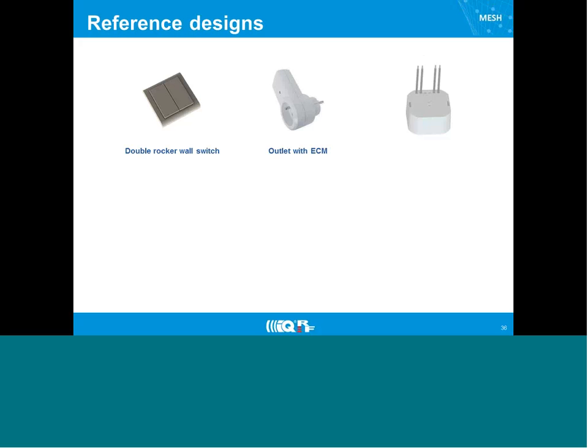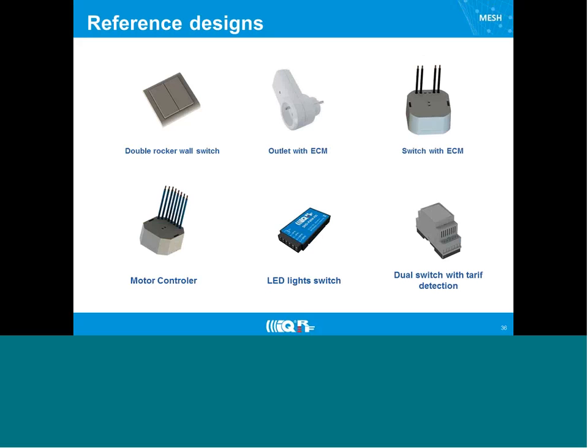Regarding the reference designs, as I mentioned, complete manufacturing documentation for different products. We can provide you with documentation for a double rocker wall switch outlet with energy consumption measurement. So this is very effective. You just plug it in, you can control the plug, and you can also read the consumption. We have switches with energy consumption measurement, and we also have a motor controller. By the way, this device is used in our new headquarters, controlling the blinds going down and up.